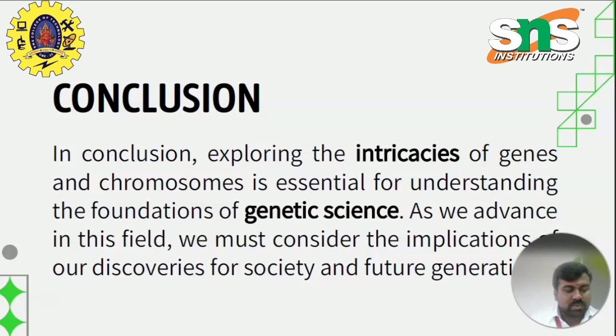Some key points regarding genes and chromosomes: a chromosome consists of tightly coiled DNA wrapped around histone proteins, and each chromosome contains many genes. The autosomes are the 22 pairs of non-sex chromosomes. The sex chromosomes are one pair, XX in females and XY in males.